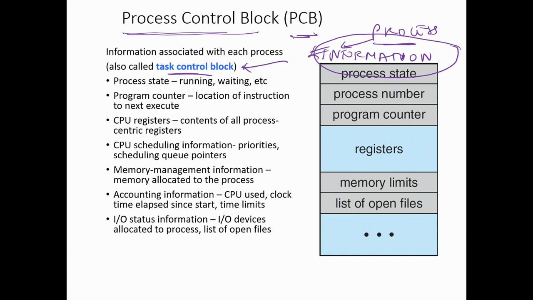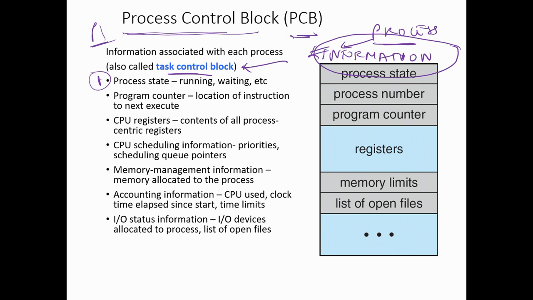The first foremost information we're going to see here is the process state. Let's take process P1. The state of the process: whether it is in the running state, ready state, waiting state, or terminated state. So it can be any of these states. We are supposed to know about the state of the process.